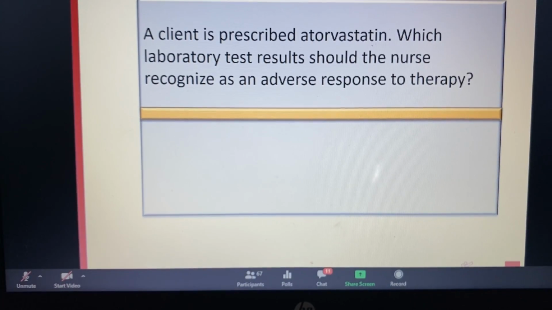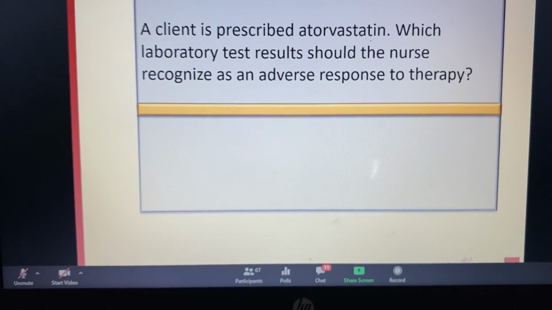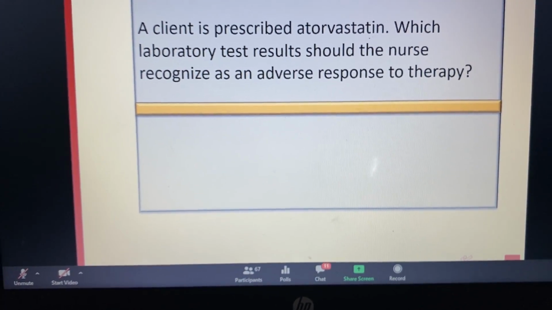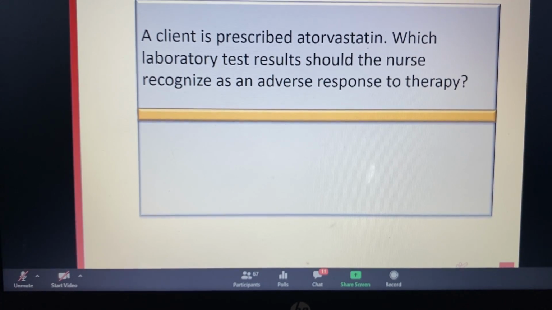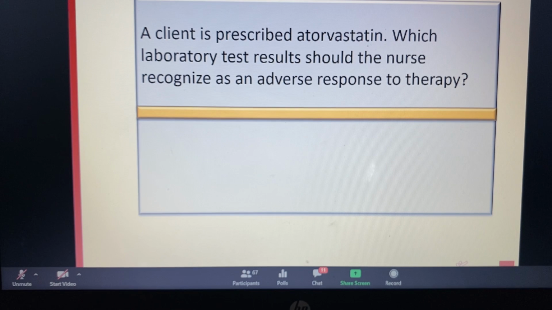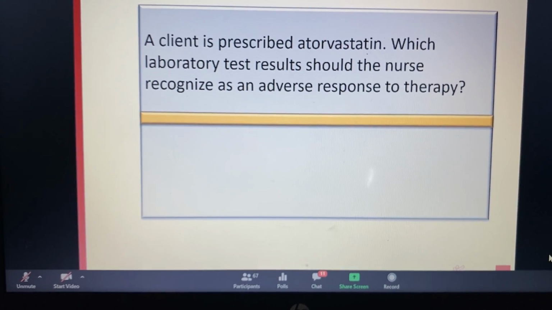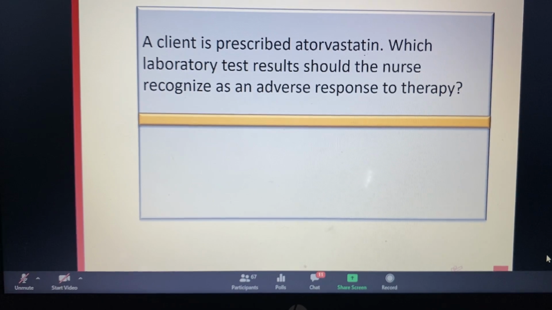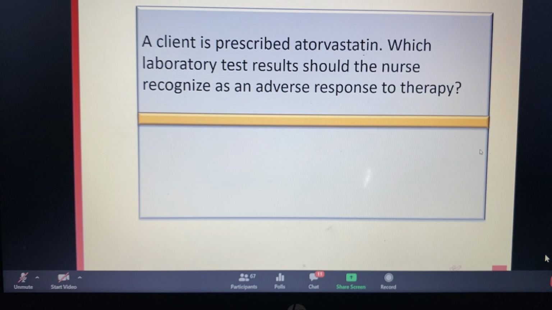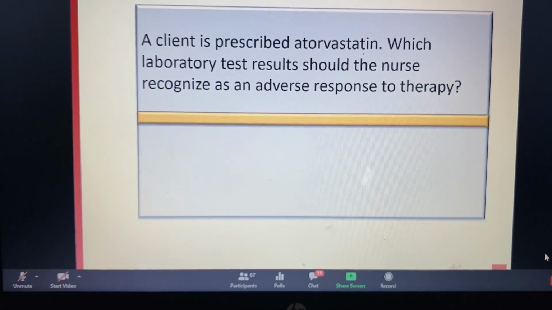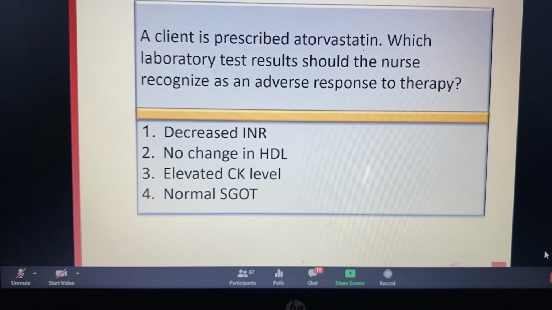So this client is prescribed atorvastatin. Which laboratory test result should the nurse recognize as an adverse response to therapy? Atorvastatin is a statin medication. We use this for cholesterol lowering. Let's see what you guys think. Look at those keywords. See what you think. I'll put the poll up in just a second.